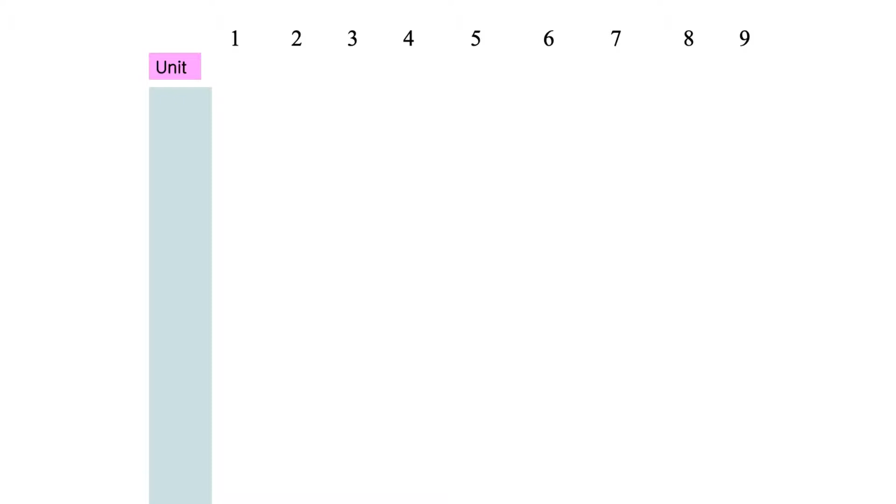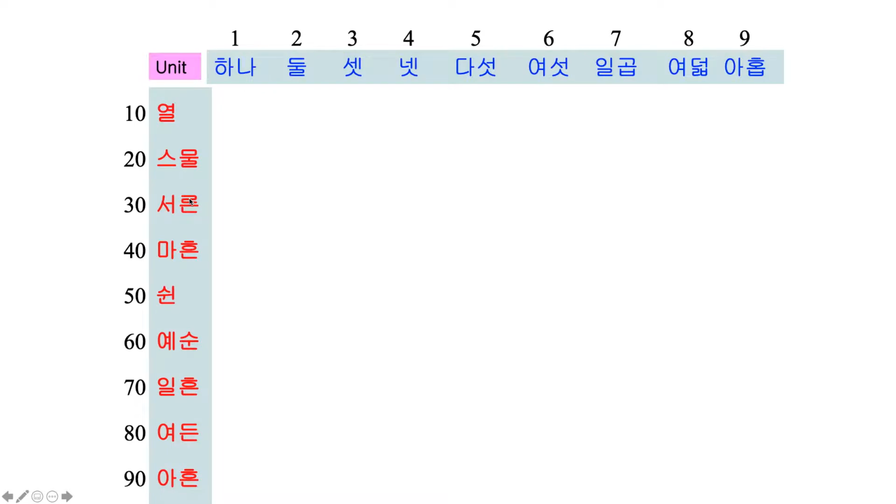And of course, when you talk about your age, you can use these native Korean numbers combined with the noun counter 살. If you want to talk about your parents' age or grandparents' age, you might need bigger numbers like this. So it's the same rule. You just combine them. 열한 살 for 11 and 스물한 살 for 21.